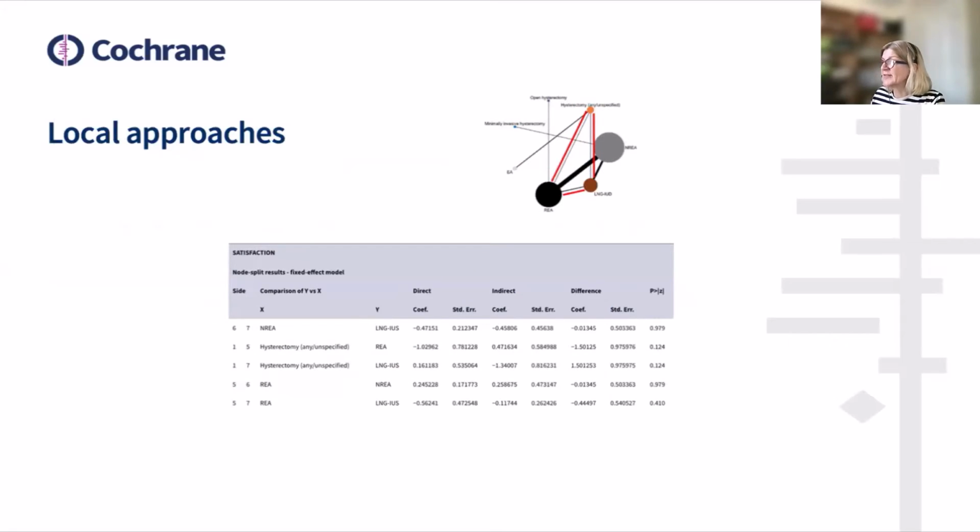Let's look at the comparison of REA with LNG-IUS. That's the bottom row of the table. As you can see from the network diagram, this was one of the comparisons in the loop that we looked at earlier. The authors have calculated the direct effect estimate with its standard error. As you can see, this test did not find a significant difference between the direct and indirect evidence. And so the authors concluded that there was no evidence of inconsistency using the node split model.